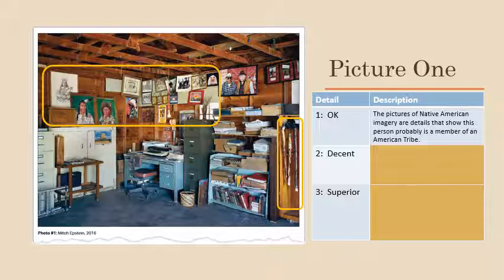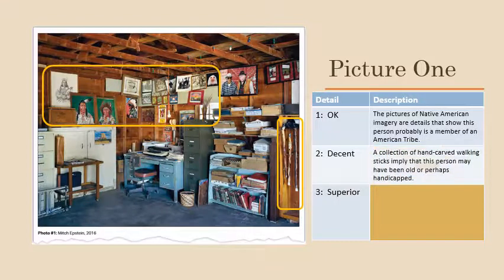And if I were going for a decent description, one that's a little bit better, a little bit more insightful maybe than the description of the previous detail, then it might look something more like this: a collection of hand-carved walking sticks imply that this person may have been old or perhaps handicapped. So the writing in that sentence is a little bit more sophisticated.